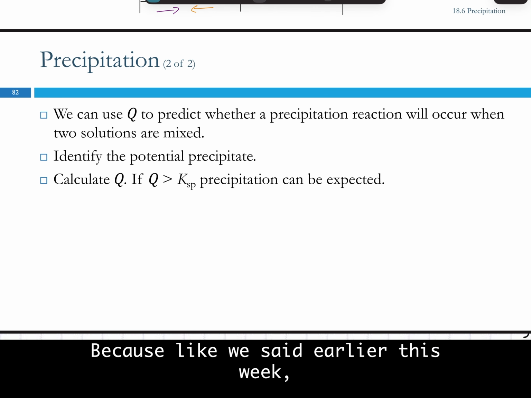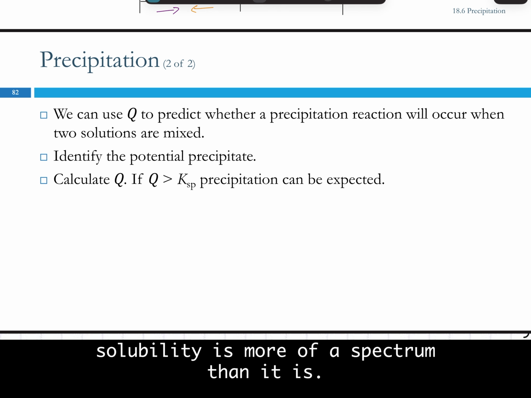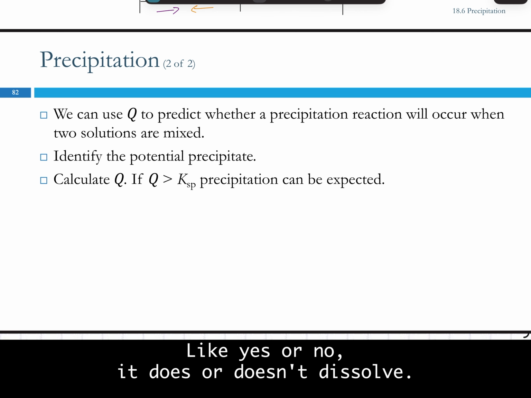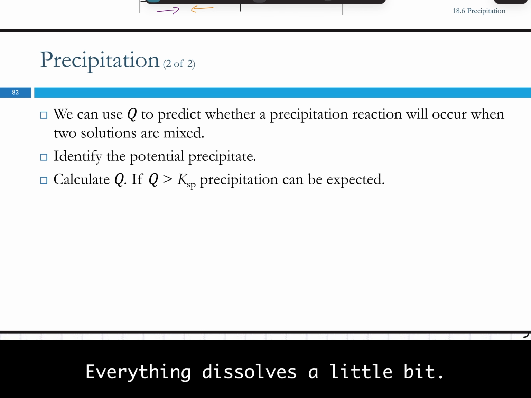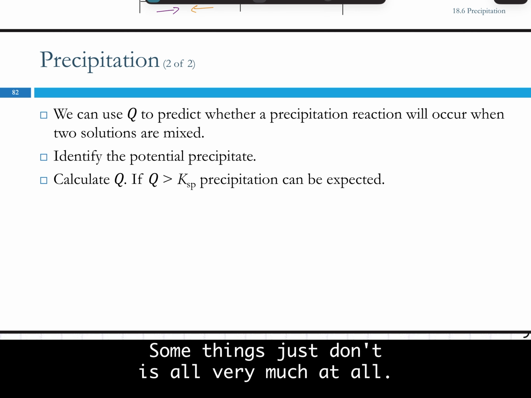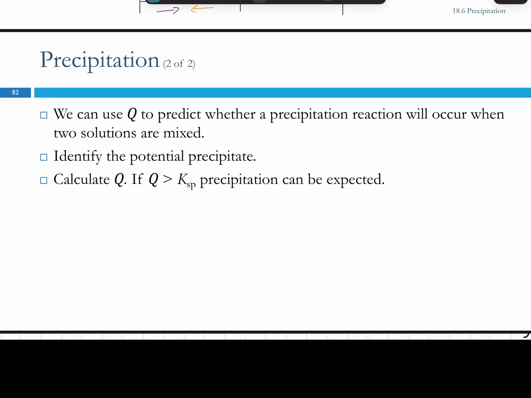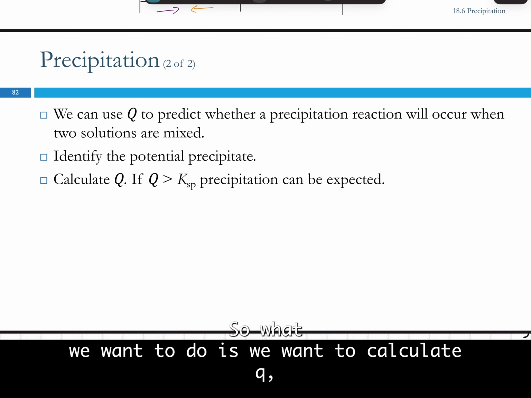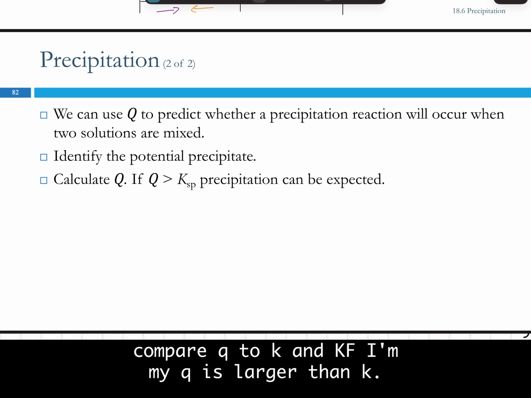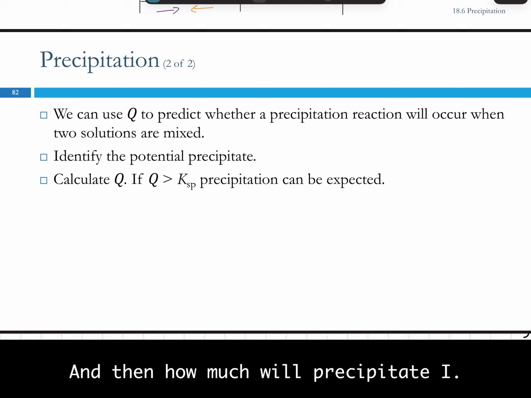Because like we said earlier this week, solubility is more of a spectrum than it is a yes or no, it does or doesn't dissolve. Everything dissolves a little bit. Some things just don't dissolve very much at all. So what we want to do is calculate Q, compare Q to K, see if Q is larger than K, and then how much will precipitate.